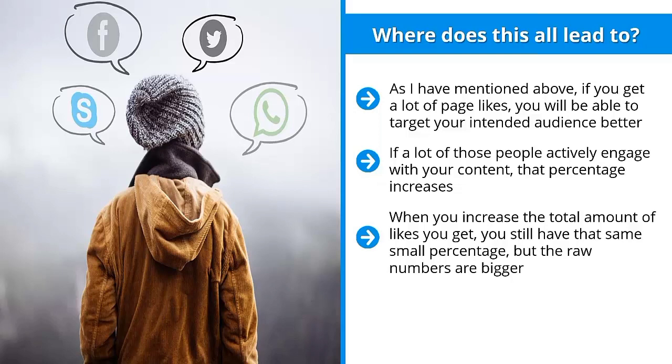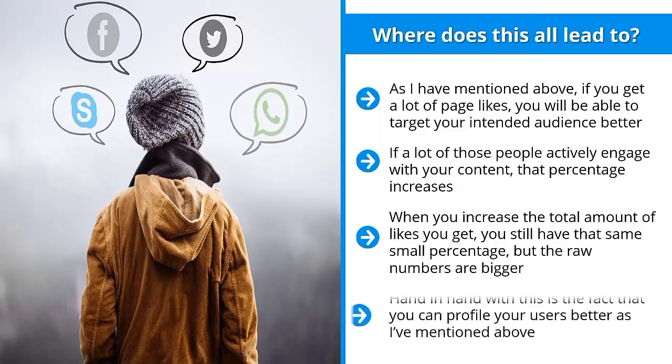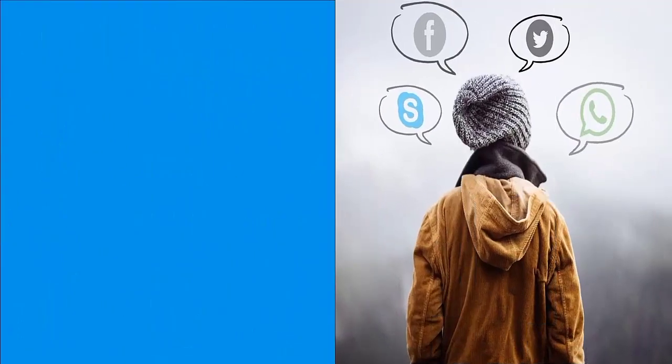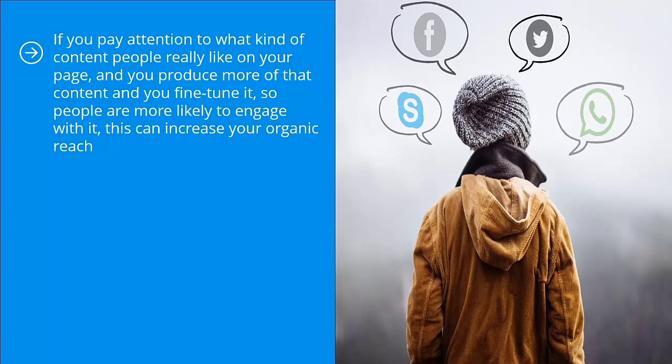This is why it's always a good idea to build up your page likes. Hand in hand with this is the fact that you can profile your users better, as I've mentioned above. This higher level of profiling paired with better content management and targeting on your part can lead to more content visibility. How come? Well, your reach can increase because of higher engagement levels. If you pay attention to what kind of content people really like on your page, and you produce more of that content and you fine-tune it so people are more likely to engage with it, this can increase your organic reach. This makes your content more visible.